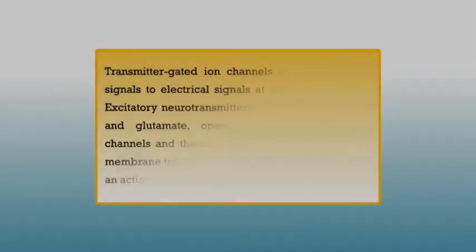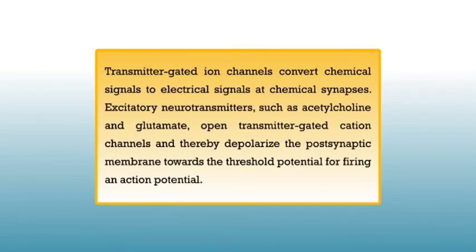Voltage-gated cation channels fluctuate between open and closed states and are responsible for the generation of self-amplifying action potentials in electrically excitable cells such as neurons and skeletal muscle cells. Transmitter-gated ion channels convert chemical signals to electrical signals at chemical synapses. Excitatory neurotransmitters such as acetylcholine and glutamate open transmitter-gated cation channels and thereby depolarize the postsynaptic membrane towards the threshold potential for firing an action potential.